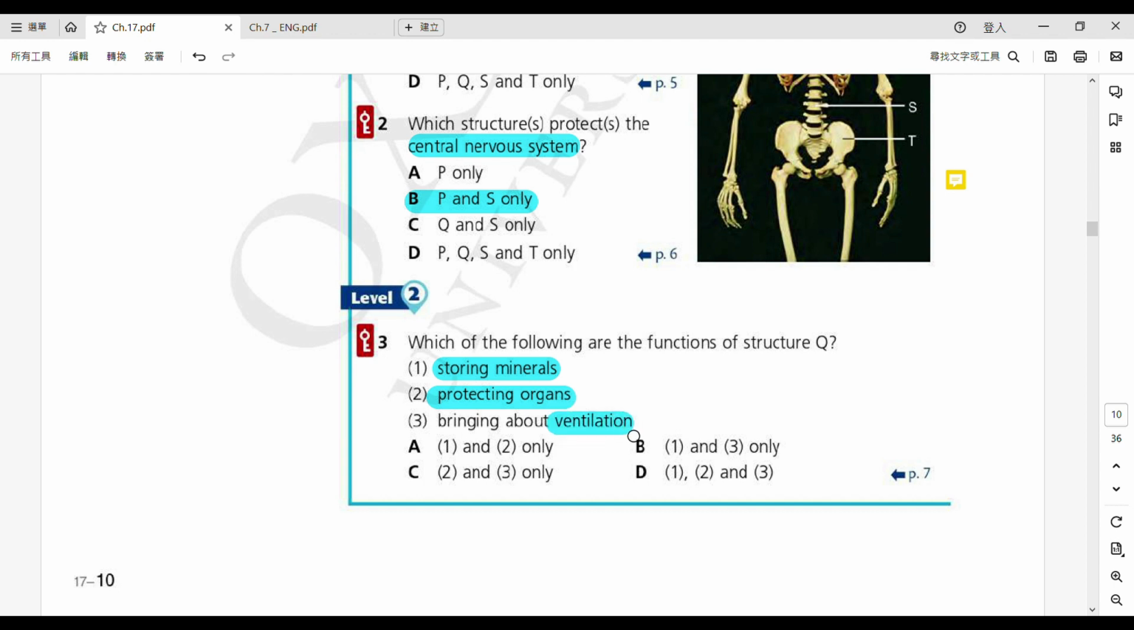Bring about ventilation. Ventilation is a word we learned in chapter 7. It is our breathing, including inhalation and exhalation. Just in case you want to write it down, inhalation and exhalation, our breathing in and breathing out. That is ventilation. And as I explained earlier, it relates to our thoracic cavity. So the answer is of course also yes. So the answer therefore is D.